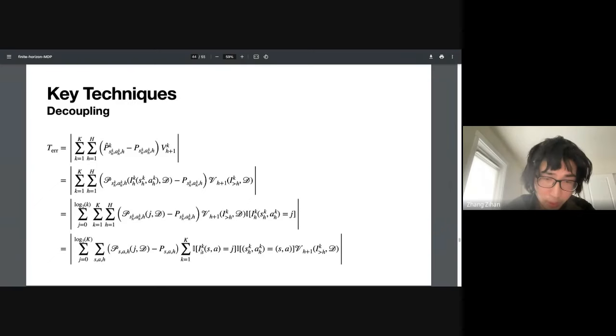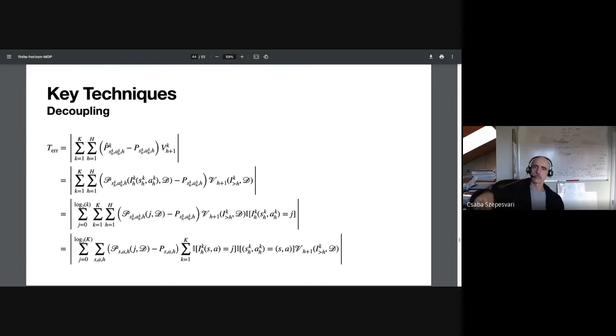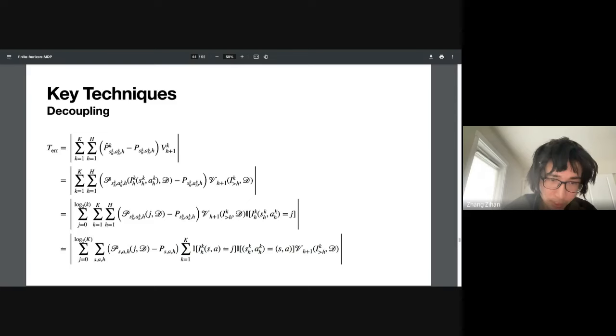So some rearrangement. The purpose of doing such manipulations is that we want to decouple the empirical transition from the empirical value function. We want to decouple this term from this term, to separate the two terms. Note that this is the only place the empirical transition property of the J-th batch of SAH appears. It will not appear in any other places.